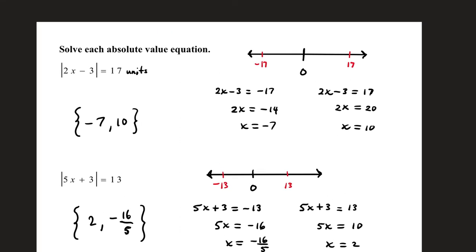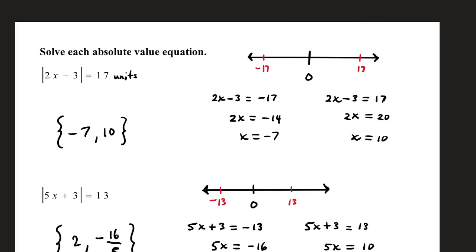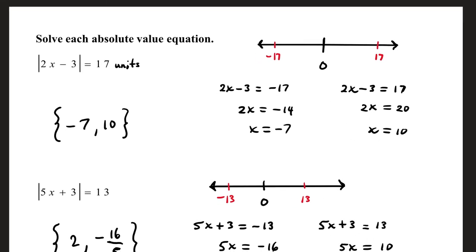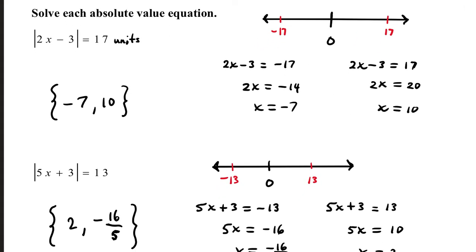Hey y'all, let's look at solving some absolute value equations. Absolute value is the measurement of a number from zero on a number line. For example, absolute value of 3 is 3 because if you're at 0 on a number line and you go over to 3, you've moved 3 units. Absolute value of -5 would be 5 because if you start at 0 and you go to -5, you've moved a distance of 5 units.